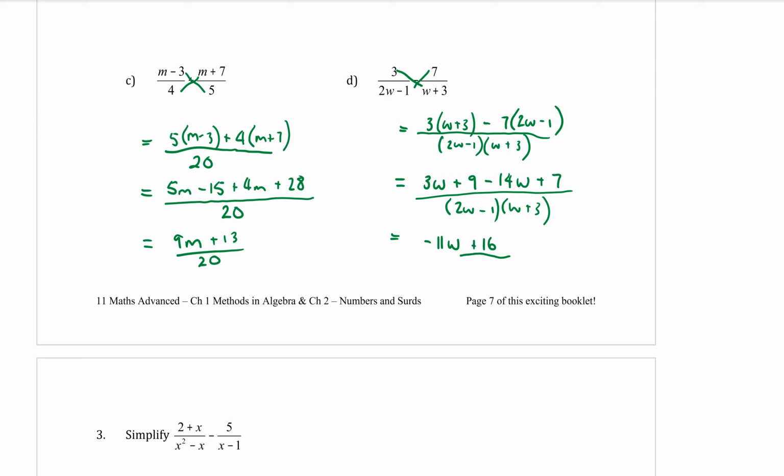All over, and you just get sick of writing it, but we have to do it one more time. Our denominator, 2w minus 1, w plus 3. I know it's a pain to keep writing that denominator, but you can't just leave it out and then add it in at the end. It has to stay there the whole way through the question.